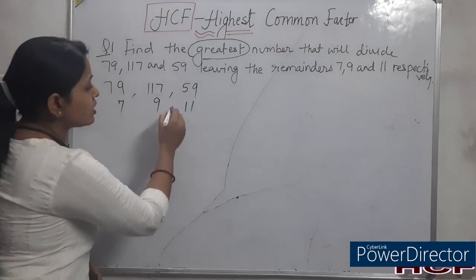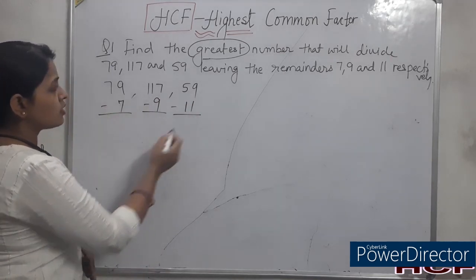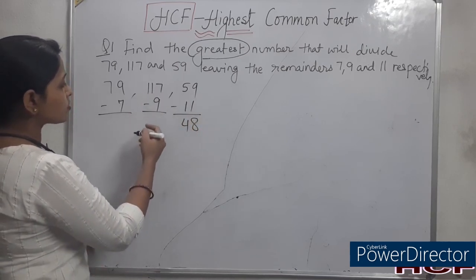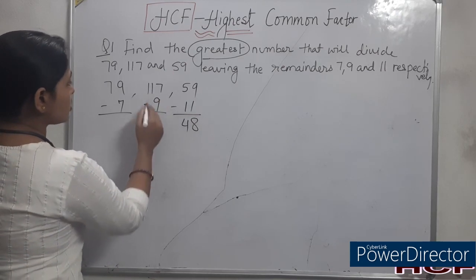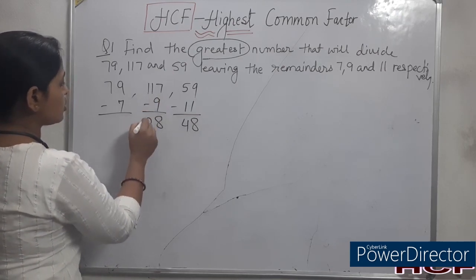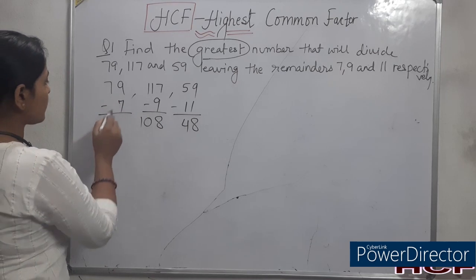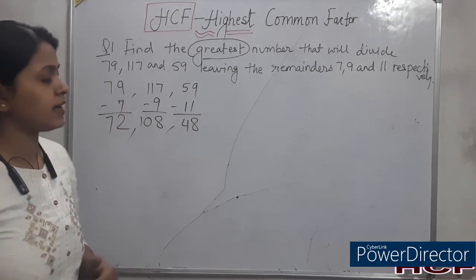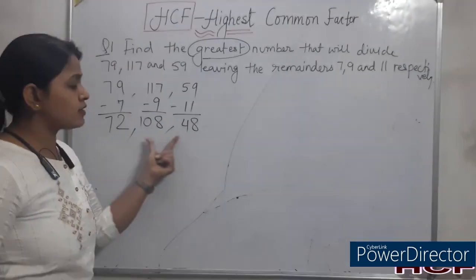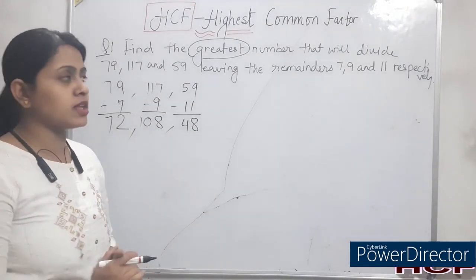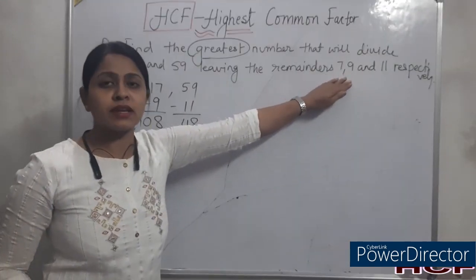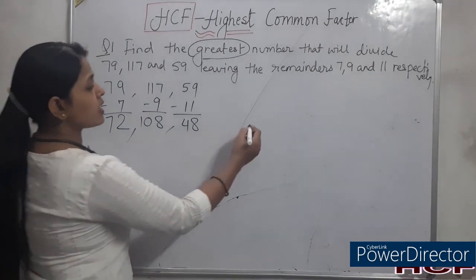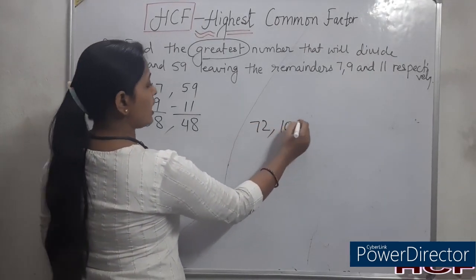We have to do nothing, just do the subtraction. 79 minus 7 is 72, 117 minus 9 is 108, and 59 minus 11 is 48. So we get these 3 numbers. Of course, this should be the remainder now after dividing. So we have first subtracted the remainder. Now these are the numbers, that is 72, 108 and 48.